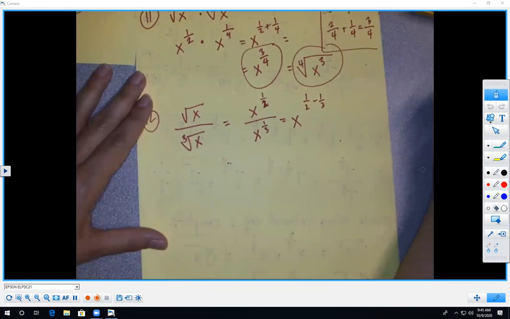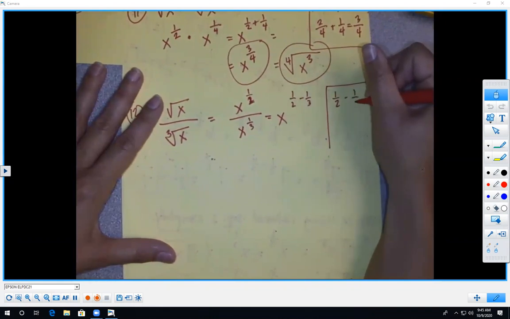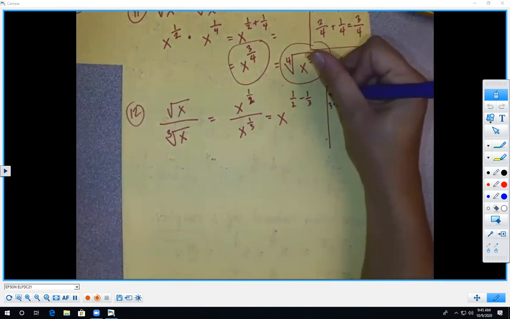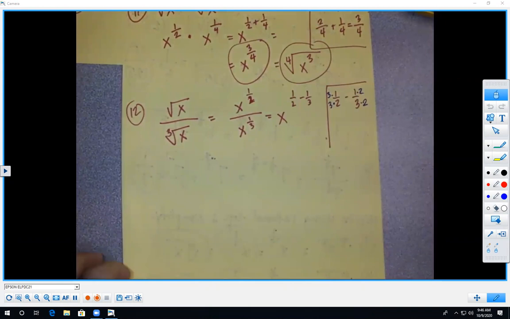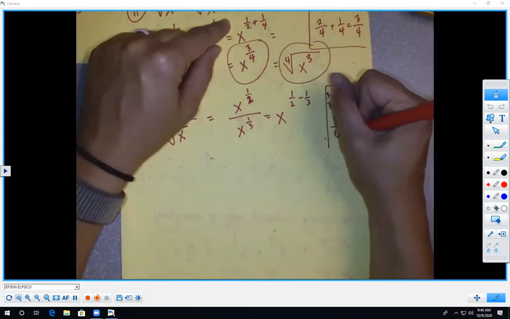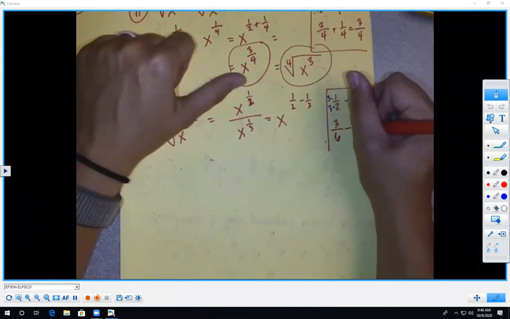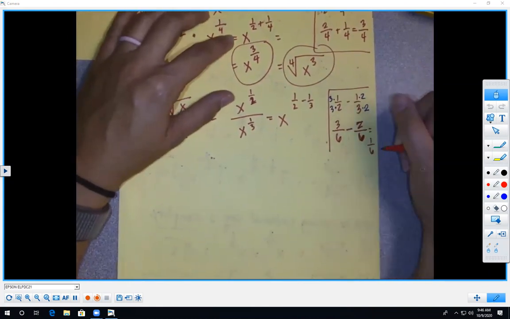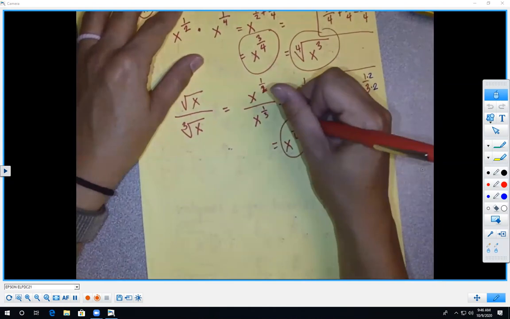Again, you can do that with a calculator, or I'm going to come over on the side and get a common denominator. 1/2 minus 1/3. What's my common denominator for 2 and 3? 6. So I need to multiply the first one by 3 to turn it into a 6. The second one I'm going to multiply by 2 to turn it into a 6. So 3 times 1 is 3. 2 times 3 is 6. So 1/2 is 3/6. Minus 2 times 1 is 2. 2 times 3 is 6. So 3/6 minus 2/6 would give me 1/6. So my answer is x to the 1/6 power.